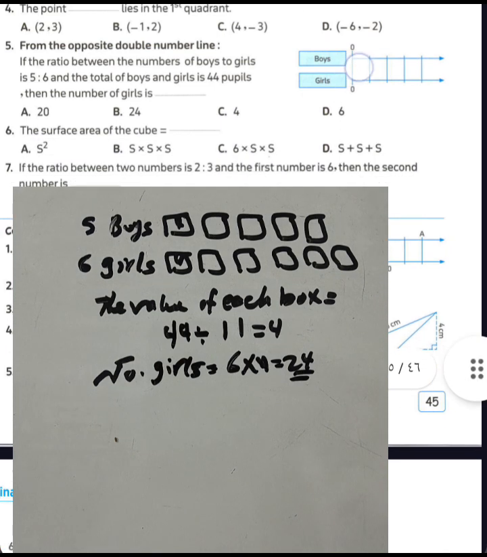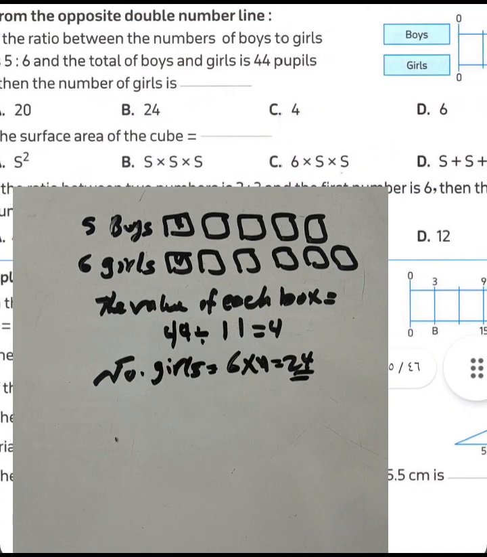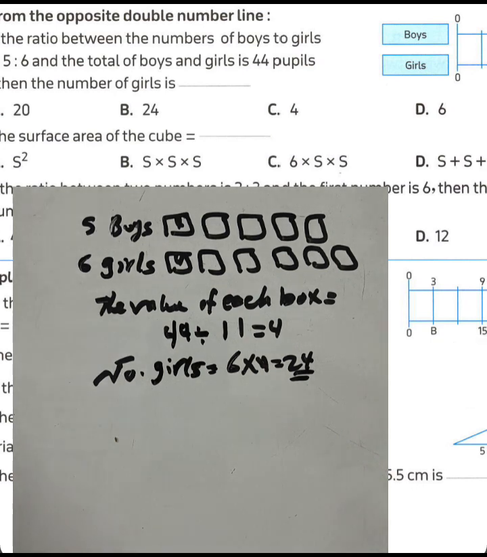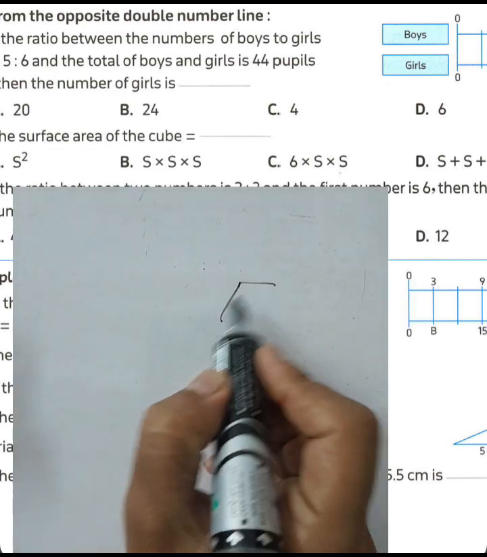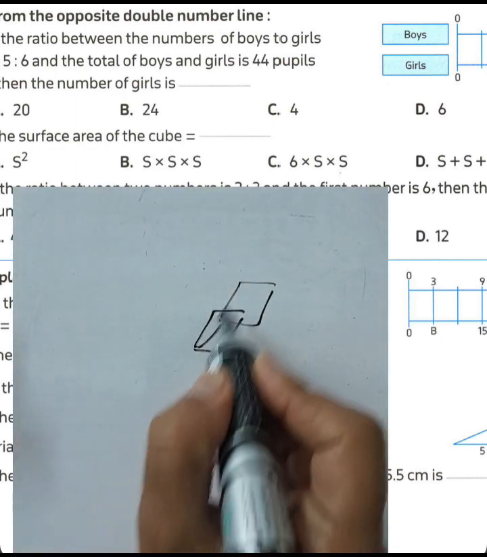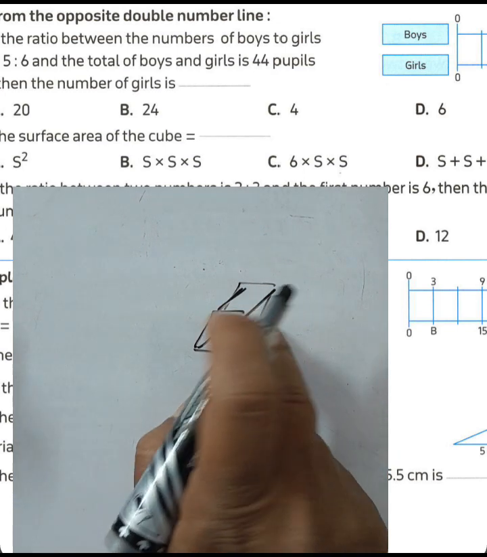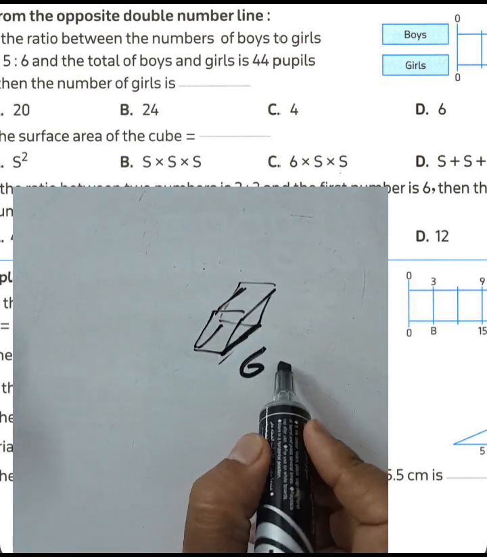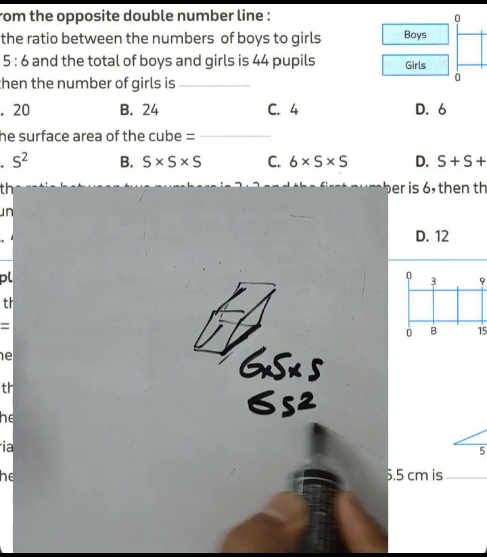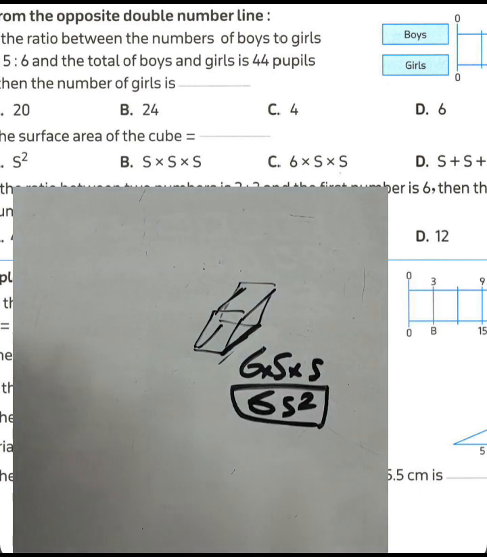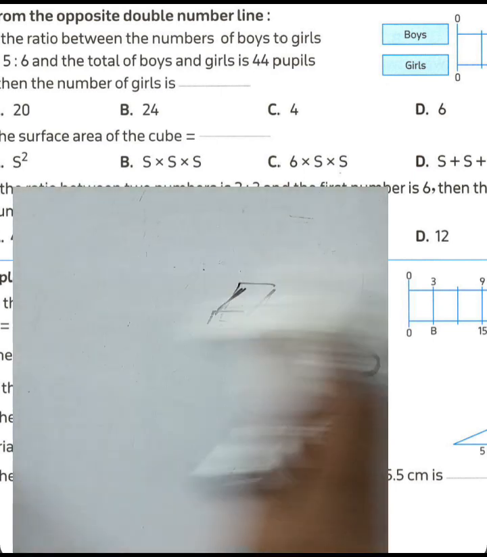Next question. The surface area of the cube will be 6 times S times S, side by side, because we have 6 faces in the cube. We can find the surface area of the cube. The number of faces was 6 times the area of one face, then the result will be 6 S squared. Its area, or 6 times S times S, choose letter C. It's the surface area of the cube.